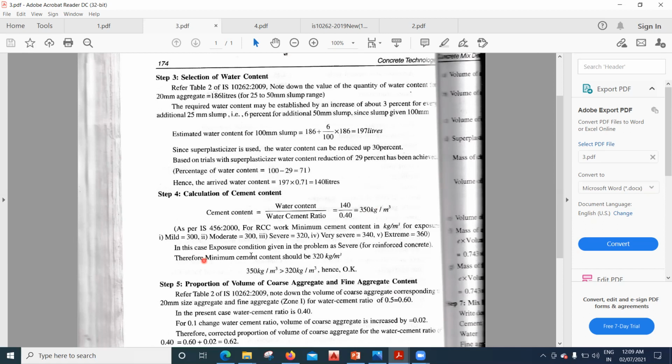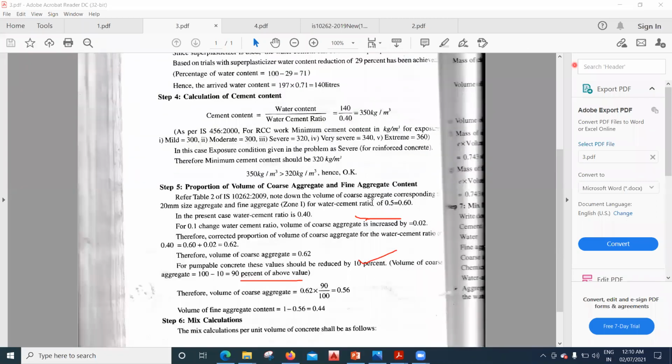So in this case, the exposure condition given in the problem is severe. Therefore, the minimum cement content should be 320 kg per cubic meter. And we are getting 350 from here, which is also greater than the minimum requirement given by the code, hence it is okay. Done. So up to here, I hope it's clear.